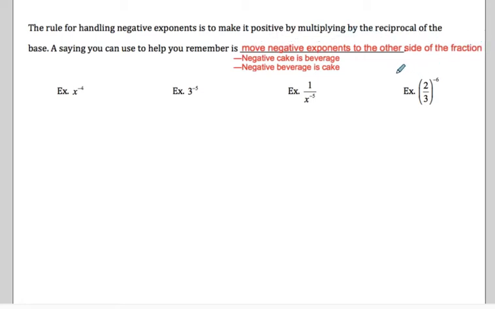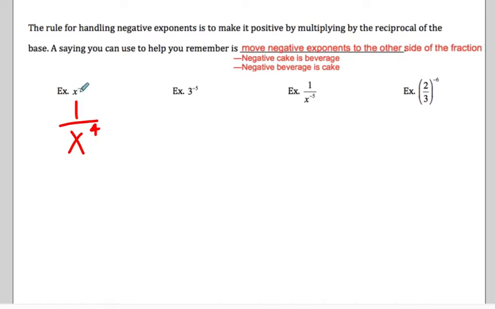And just like in our activity, remember that negative cake is the same thing as beverage, and negative beverage is cake. So let's use that thought process here. X to the negative 4th is saying that Alice is eating negative 4 ounces of cake because this is in the numerator. Well, that just doesn't make sense. So we're going to write it so it does make sense. So Alice isn't eating negative 4 ounces of cake. Alice is drinking 4 ounces of beverage.